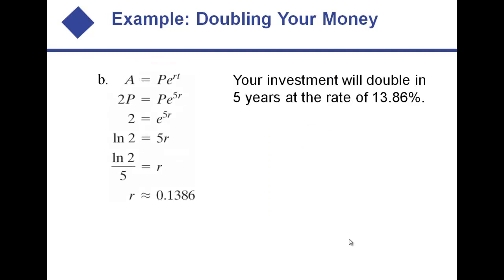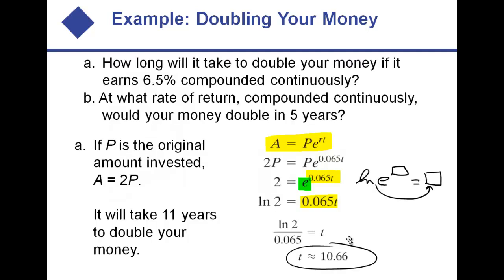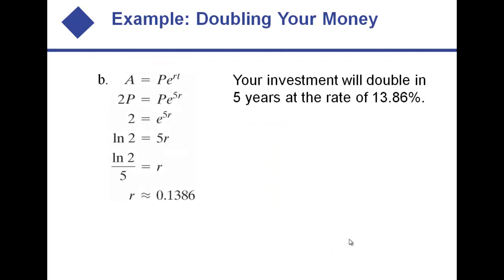The second part, at what rate, right? It wants to know at what rate of return, compounded continuously, would your money double in 5 years. So instead of figuring out how long it takes for your money to double at a given interest rate, they're basically asking, if you want your money to double in 5 years, what interest rate do you have to get on that money? Same formula, only now we don't know the interest rate, but we do know the time, right? We plug in 5 for years.